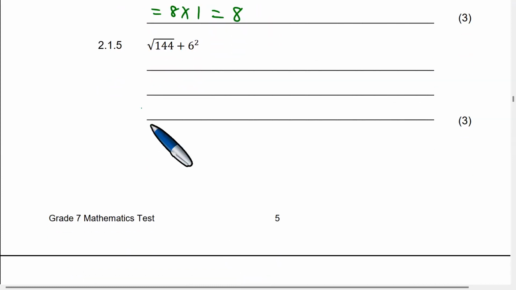Next question, 2.1.5. What is the answer? The square root of 144 plus 30 plus 6 squared. What's the answer? Let's calculate. Is it 48? Yes, it's 48. How did you get 48? 48 is the correct answer, but how?